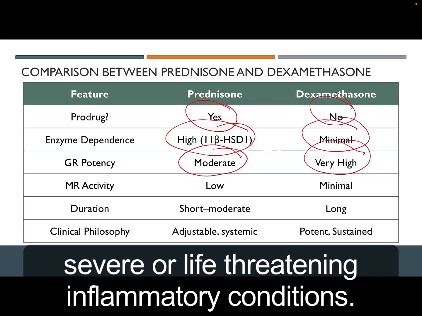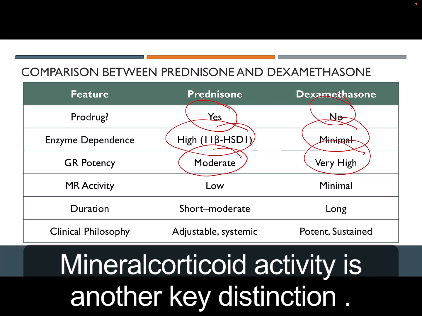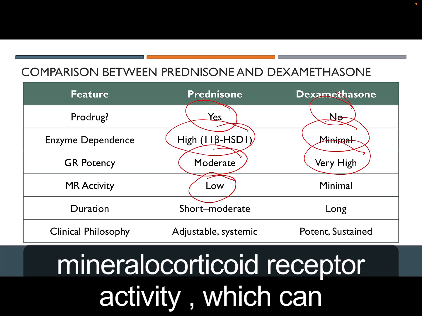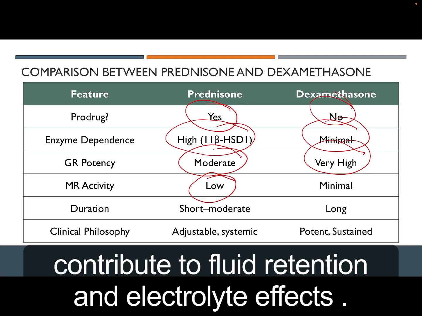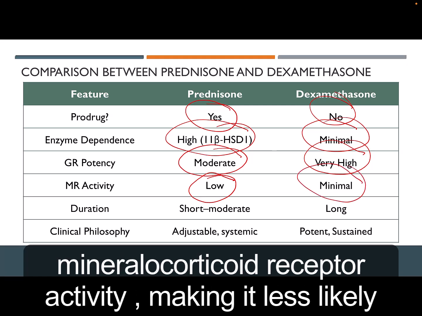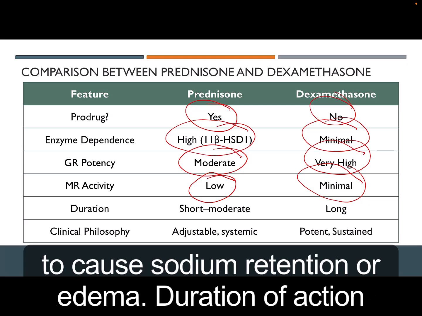Small doses of dexamethasone produce strong and sustained glucocorticoid effects, which is why it's often used in severe or life-threatening inflammatory conditions. Mineralocorticoid activity is another key distinction. Prednisone retains low but measurable mineralocorticoid receptor activity, which can contribute to fluid retention and electrolyte effects. Dexamethasone, on the other hand, has minimal mineralocorticoid receptor activity, making it less likely to cause sodium retention or edema.